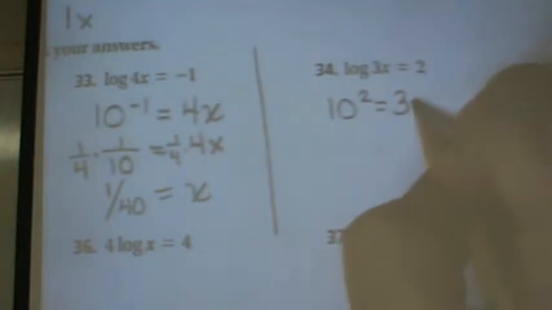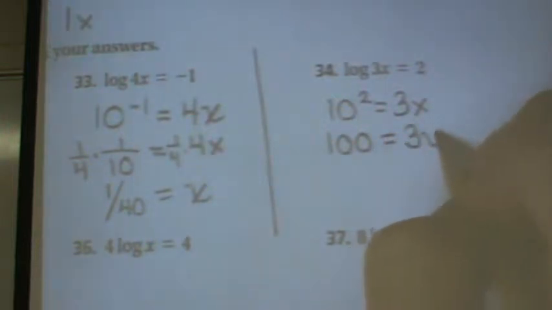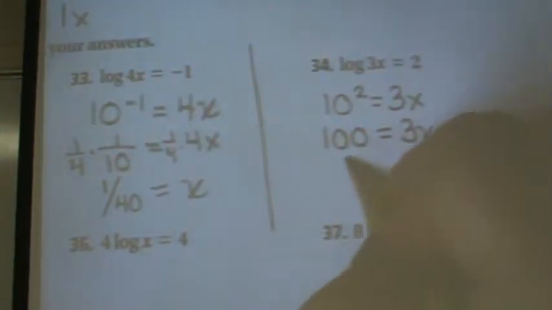What's the base? 10 squared. 10 is the base, 2 is the exponent, and 3x. Do you know what 10 squared is? Yeah, it's a 1 with 2 zeros. And then what do you do with that? 100 divided by 3.